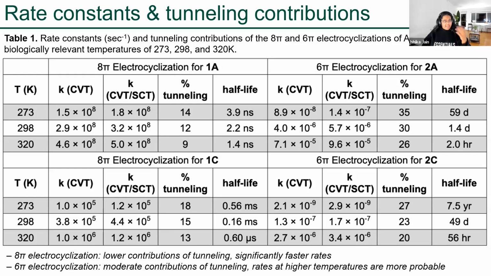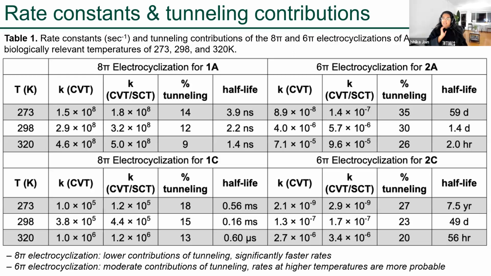What we find is that in the 8 pi part, in the 8 pi electrocyclic reaction, there are lower contributions of tunneling, but there's significantly faster rates because it's so downhill in energy. However, in the 6 pi part, we can see there is much slower rates, but there is a moderate contribution of tunneling. And the rates at high temperatures are much more probable.